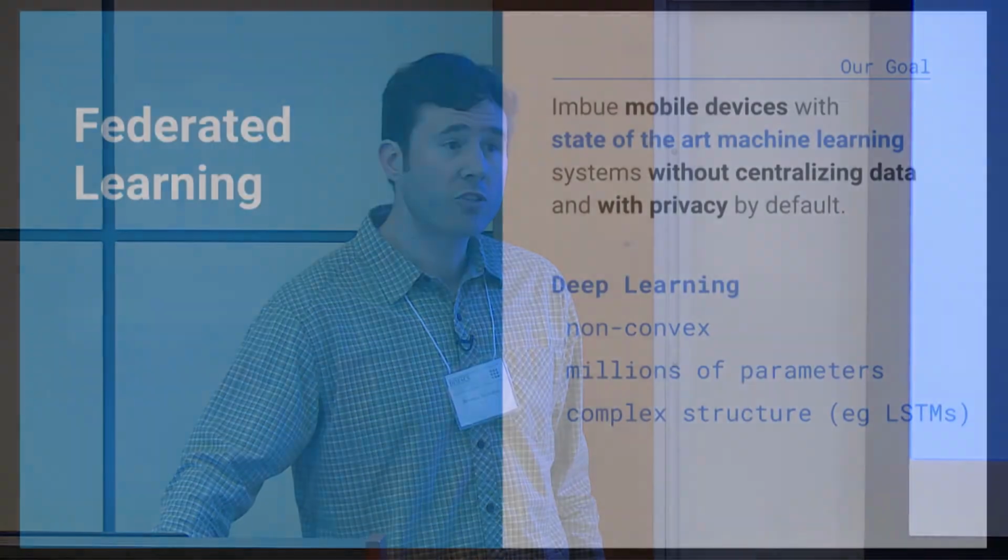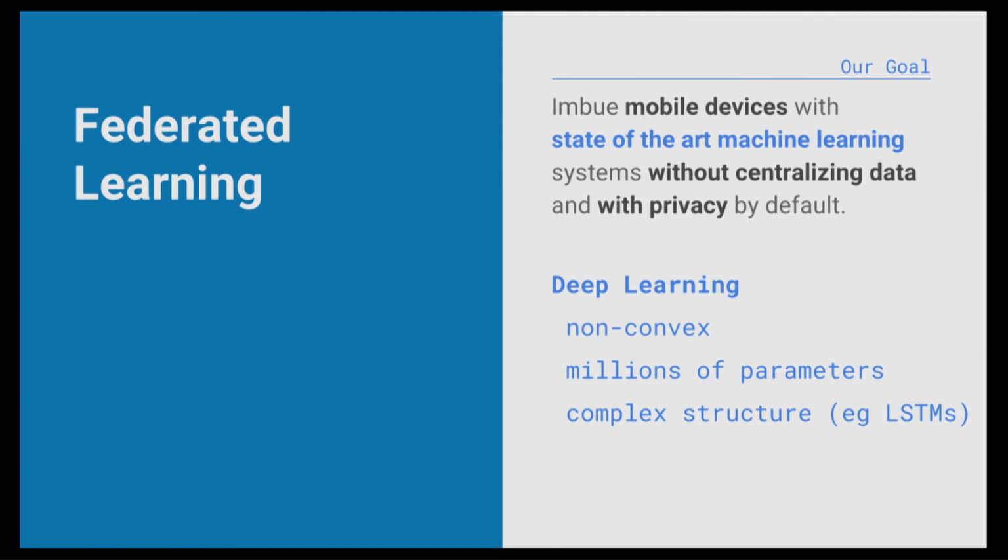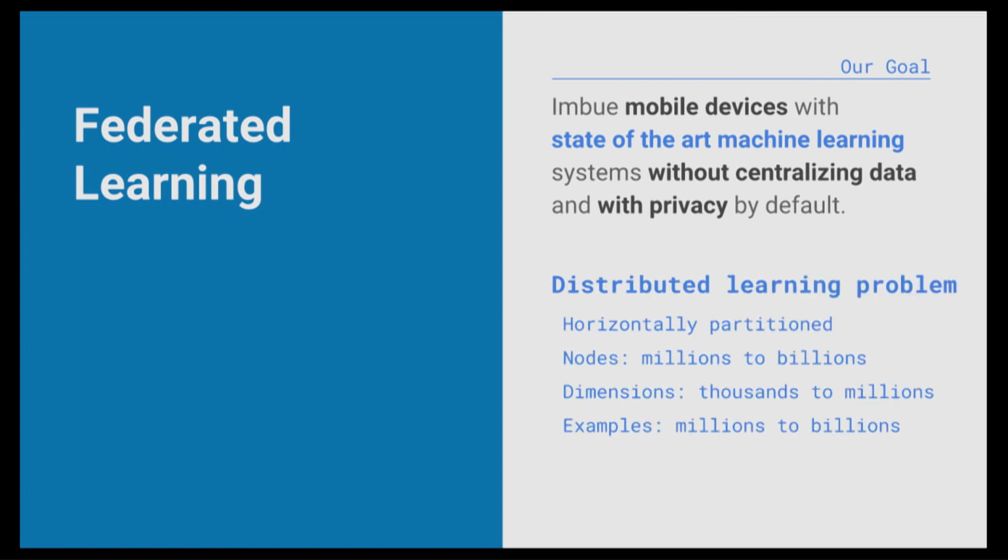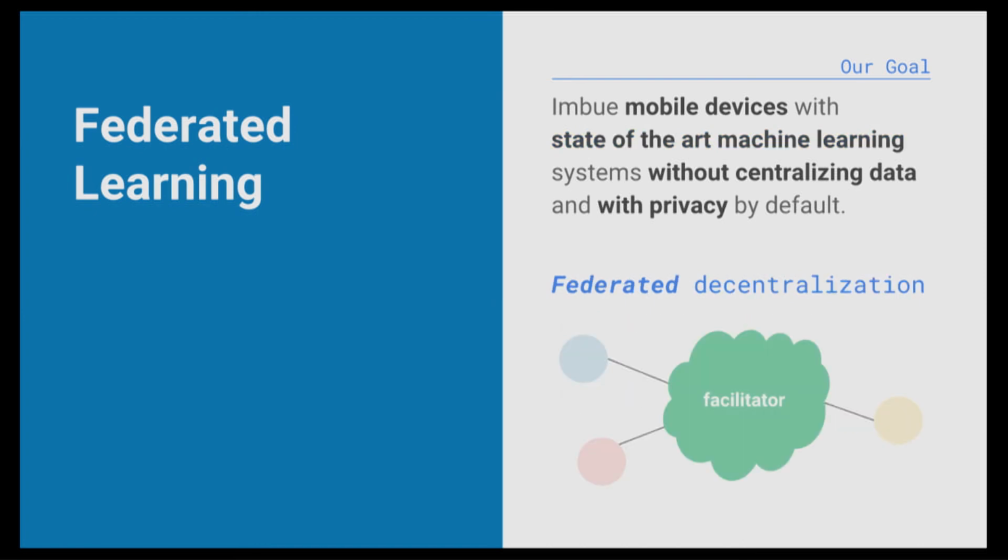That works. So I'm going to talk about machine learning, deep learning in particular. We want to train not only simple logistic regressions, but state-of-the-art machine learning models with non-convex loss functions, millions of parameters, and complex internal structures. And since we want to do this in a decentralized way, we have to do this on very large decentralized data sets. The approach we're going to take here is federated decentralization, where there's a facilitator. You can think about a trusted aggregator who is integrating these individual updates to produce a model for everybody to share.